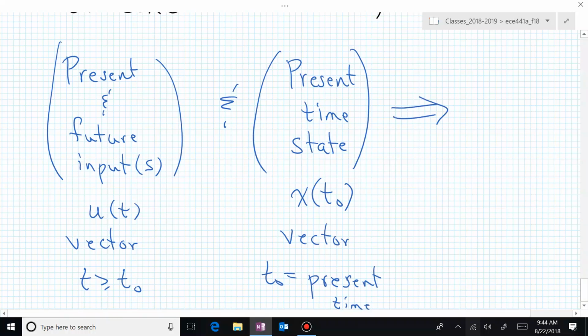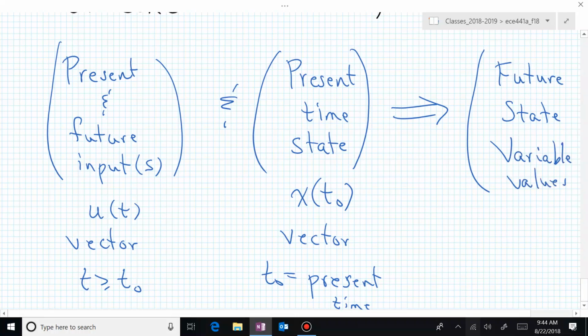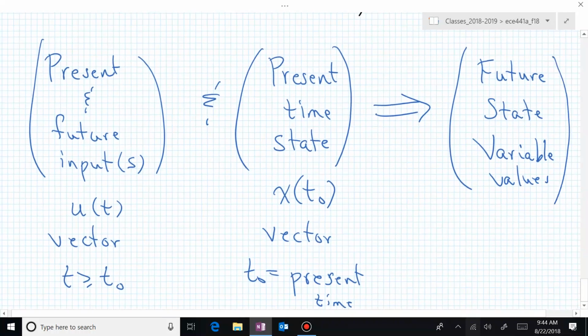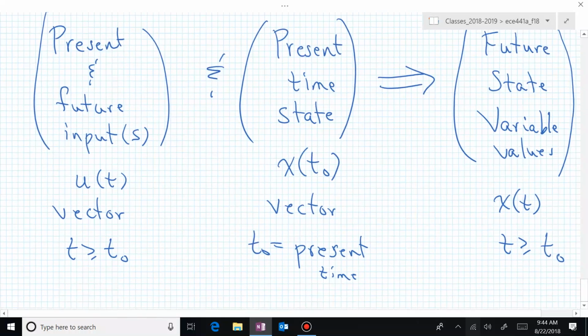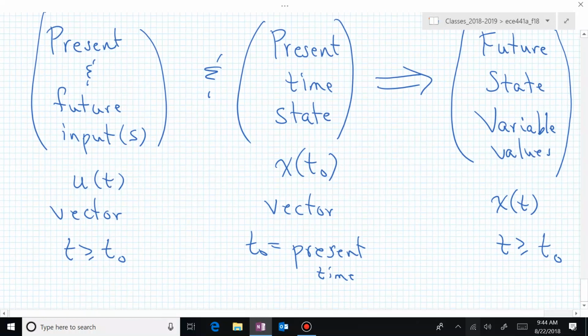If we combine those two pieces of information, because we know the dynamic behavior of this state through the state space representation, that allows us to determine all the future state variable values as a function of time. So now we can get x of t for t greater than, well, I guess I called it t sub 0 before. That's the beauty of the state space representation.